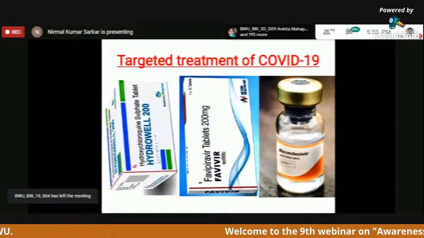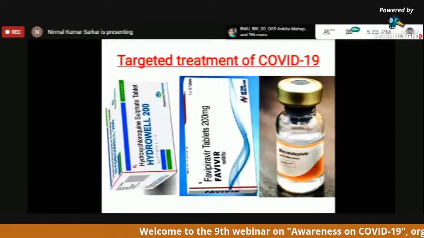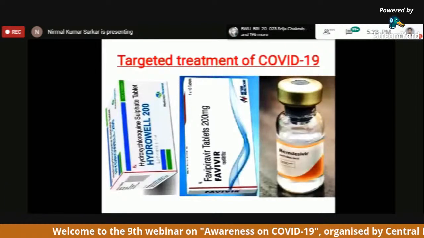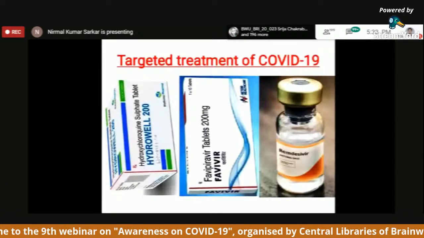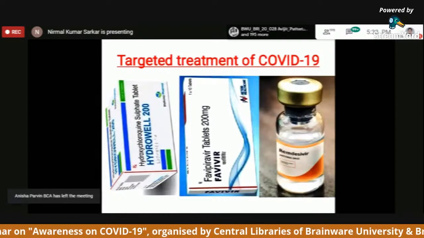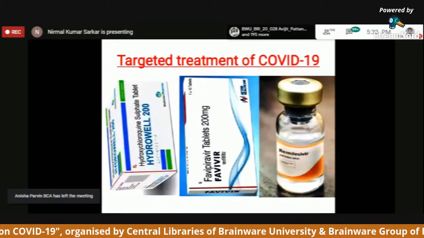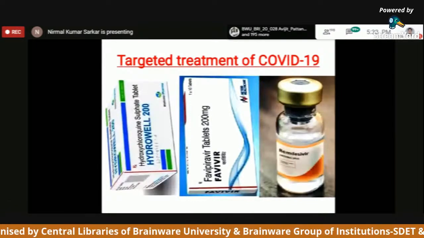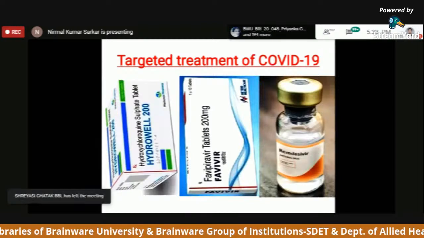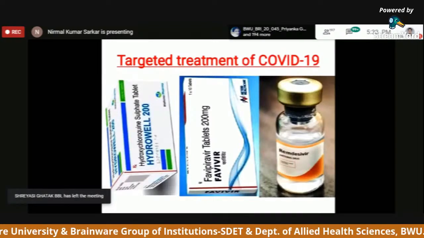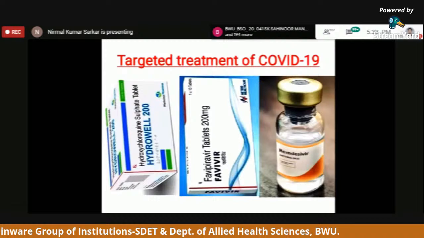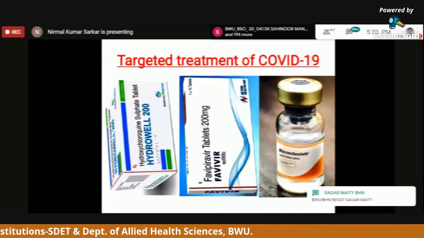In many patients, lopinavir, ritonavir, etc., anti-HIV drugs have been reported to give good results. These are viral protease inhibitors, which prevent formation of viral proteins from nascent polyproteins.